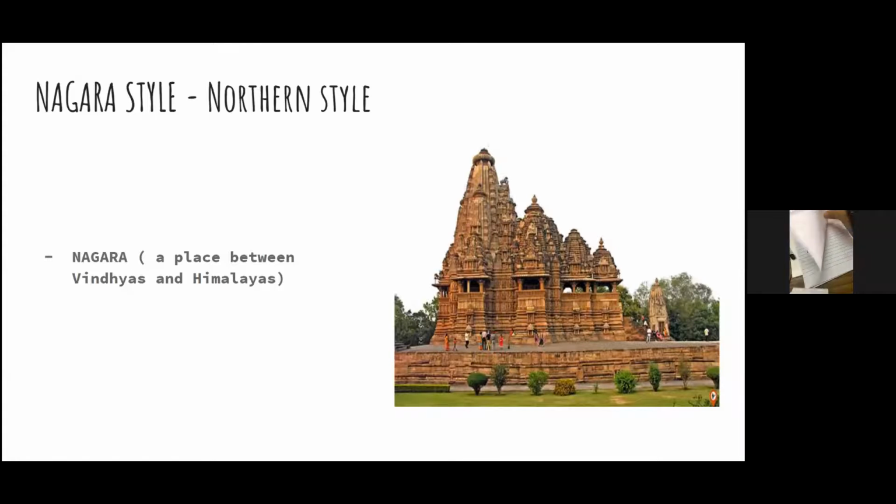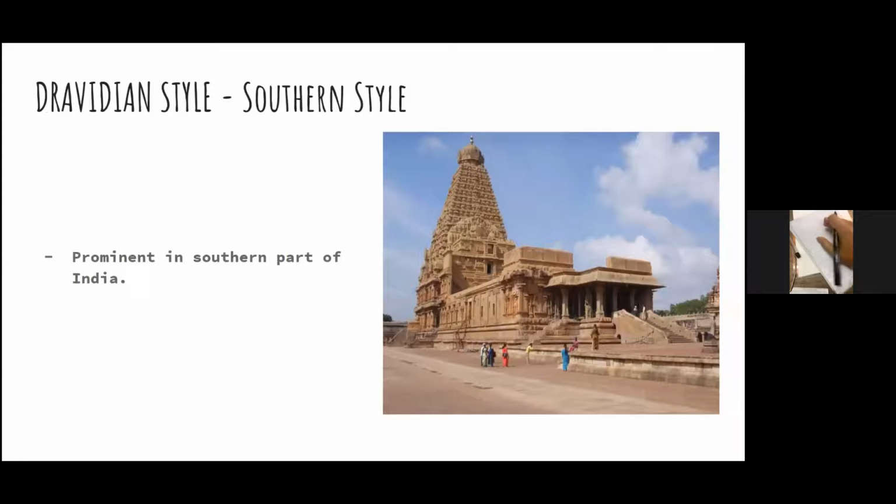So the next one. Most of the kids will be familiar with this, which is known as the Dravidian style or the school of architecture.